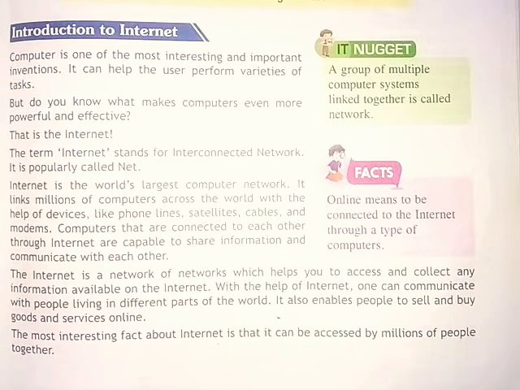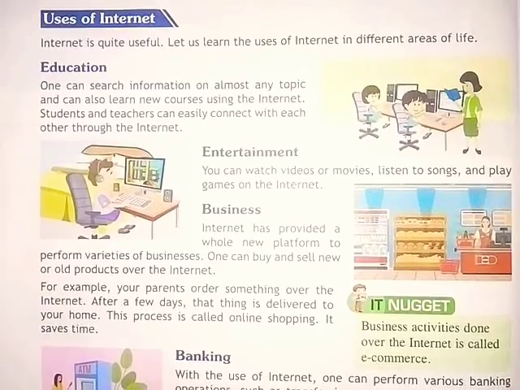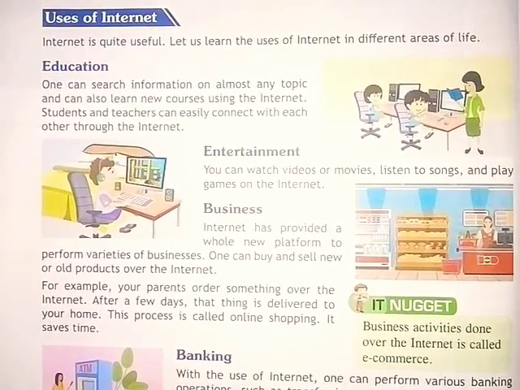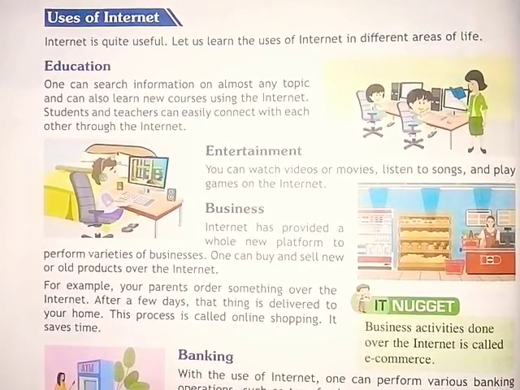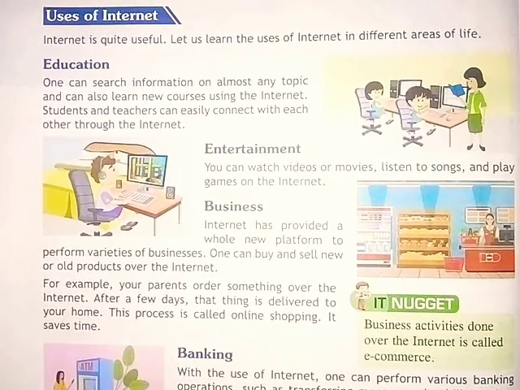Fact: a group of multiple computer systems linked together is called network. Online means to be connected to the Internet through a type of computer. Uses of Internet. Internet is quite useful. Let us learn the uses of Internet in different areas of life.